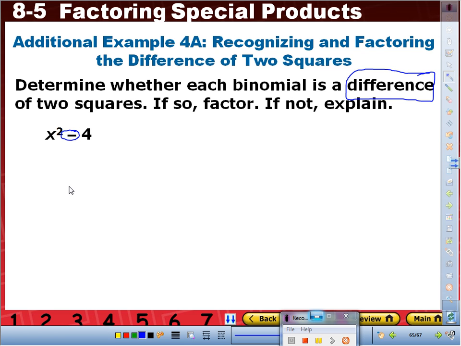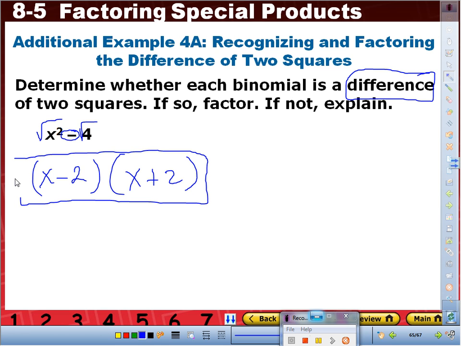The third thing, we need to be able to find the square root of the first and the square root of the last. Pay attention, please. Square root of x squared, x. Square root of 4, 2. Is it a difference of squares? Yes, since we were able to find the square root. So check this out. These are my dimensions. One of them is a negative. The other one is a positive. And we're done. And you're saying, why that, Mr. Q? Let me show you why.